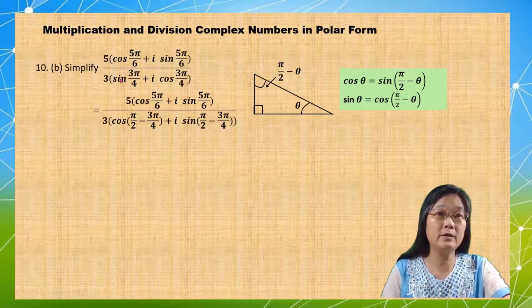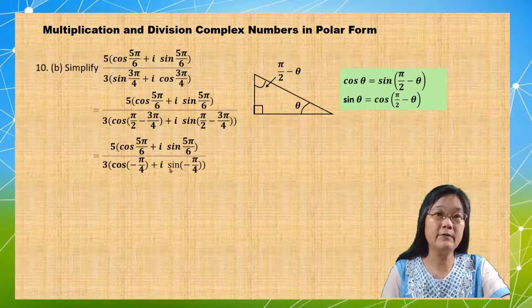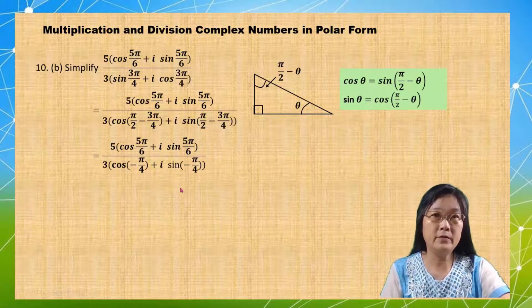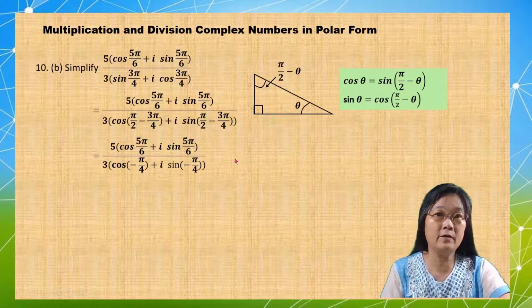So now we want to change sine to cos. So it becomes cos of pi over 2 minus 3 pi over 4. And cos changed to sine becomes sine of pi over 2 minus 3 pi over 4. Then when we simplify, we will get negative pi over 4. Now, these are in the correct polar form. Now we can do the division of the complex numbers in polar form.